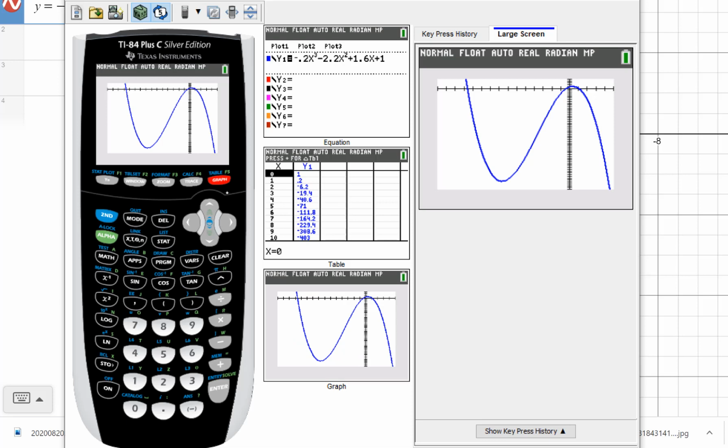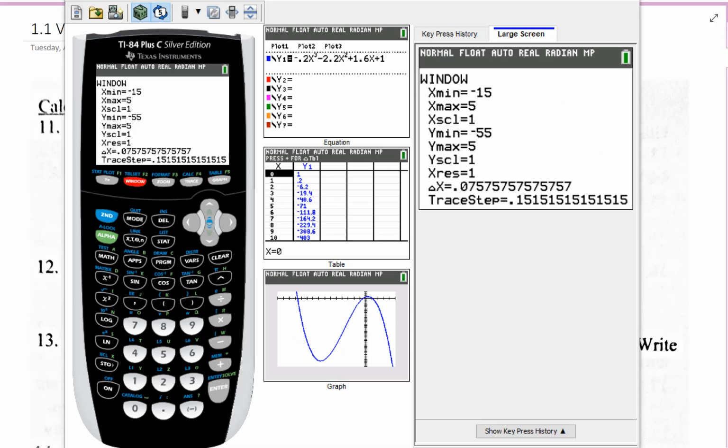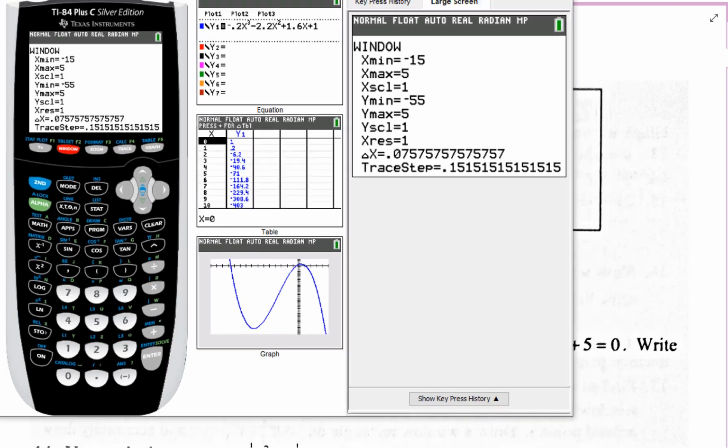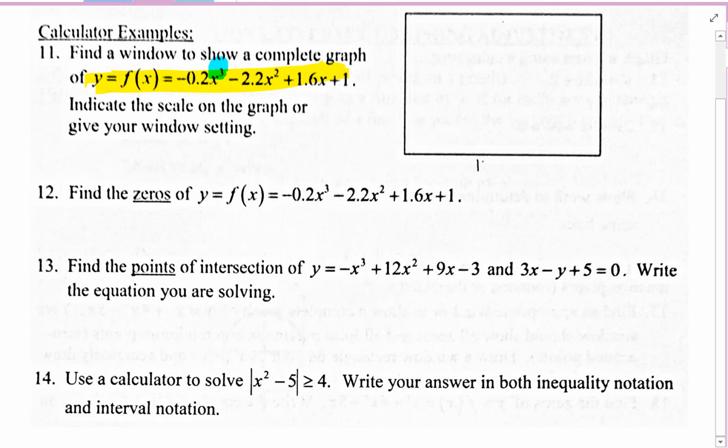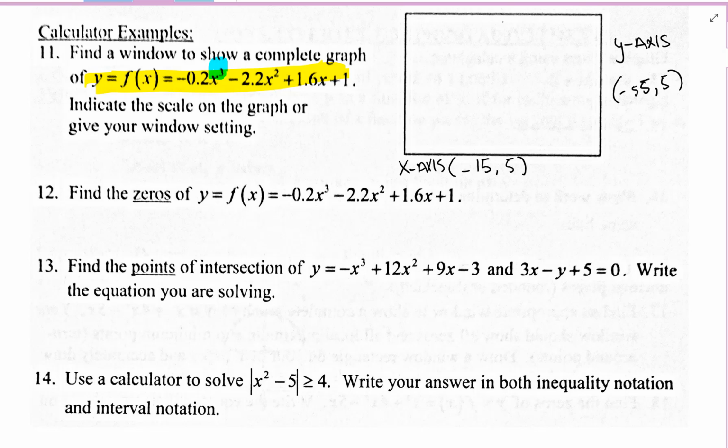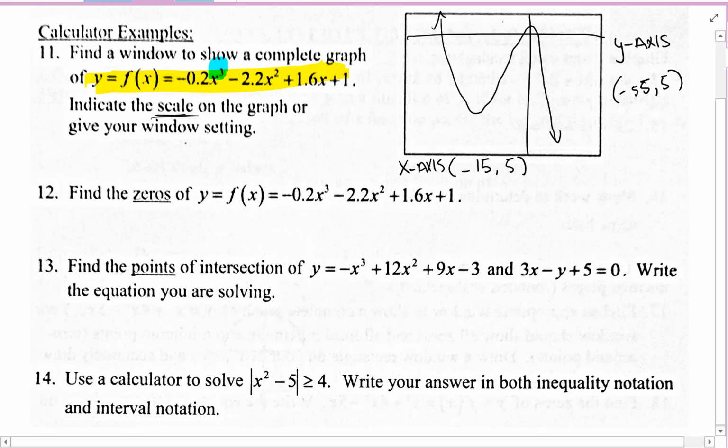So we have a pretty good picture. On the x-axis, we're going from negative 15 to 5. On the y-axis, we're going from negative 55 to 5. Negative 15 to 5 is my interval for the x-axis. Now I know what I'm really looking for when I'm drawing. The scale that we're using is 1 unit.